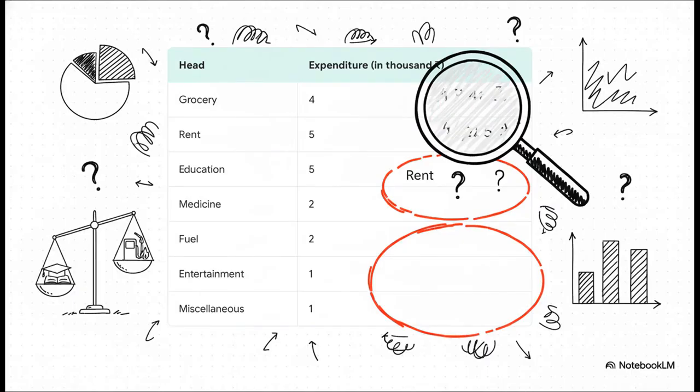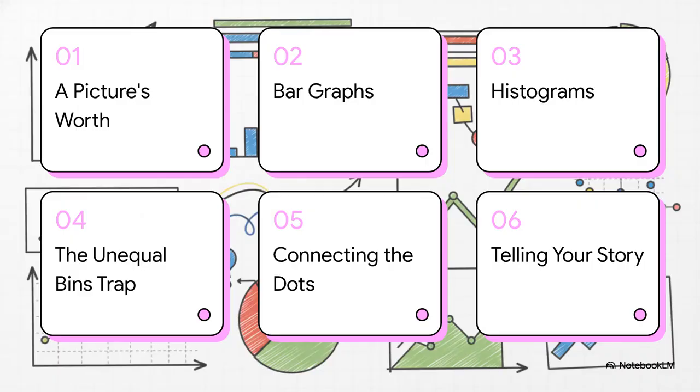Okay, take a look at this. It's a pretty typical monthly budget for a family. Now, you can scan down the list, sure, but can you instantly tell what their biggest expense is? Or how education costs stack up against, say, fuel? It takes a second, right? You kind of have to scan it, compare the numbers, and that's the problem with raw data. The story is buried.